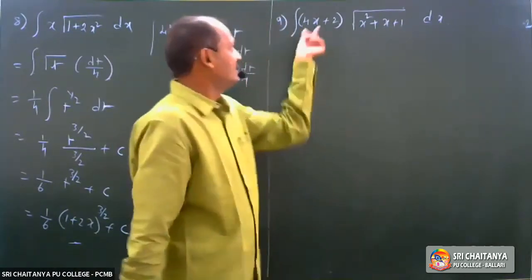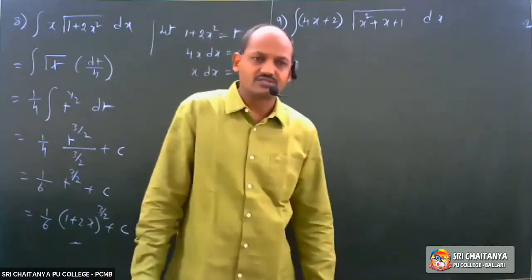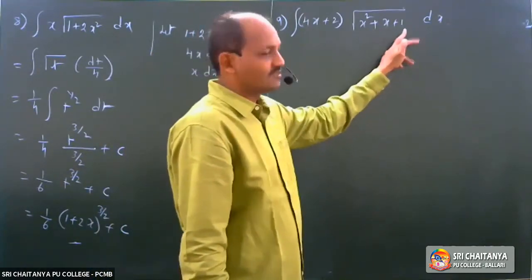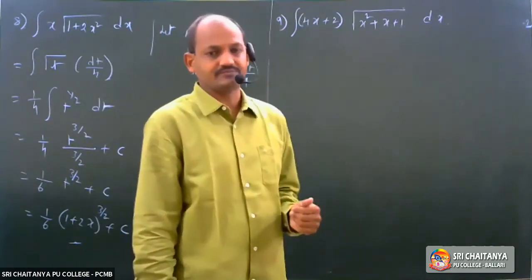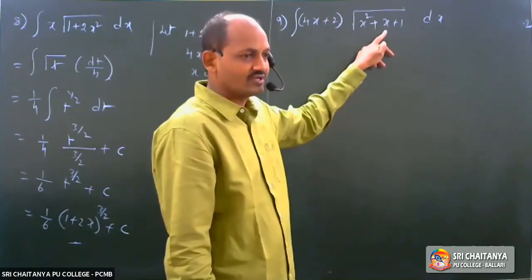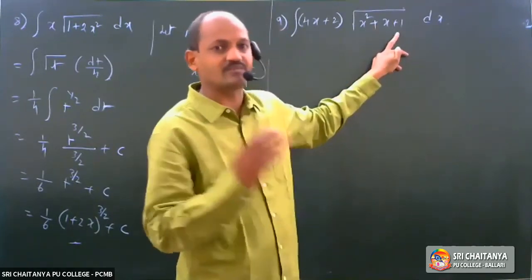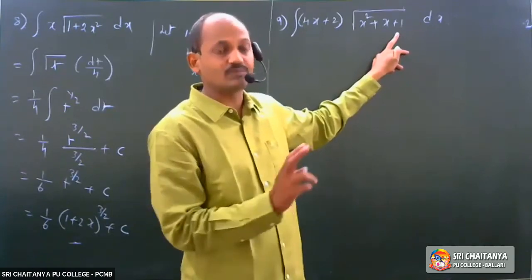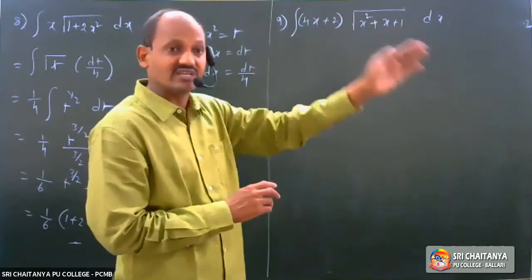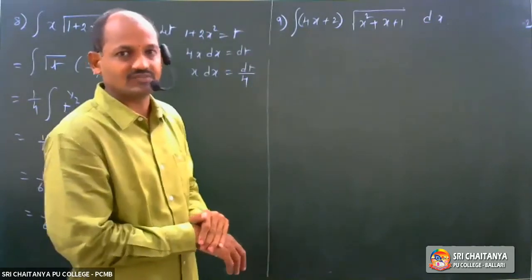In case we consider the derivative, 4x plus 2 is equal to t, whatever the derivative of 4x plus 2 is, it is 4, no use. So x square plus x plus 1, we have to consider as t. Derivative of x square is 2x, derivative of x is 1, derivative of 1 is 0. So the derivative of this x square plus x plus 1 is 2x plus 1. By taking 2 common, we get 2 into 2x plus 1. So the derivative of this function is 2x plus 1.